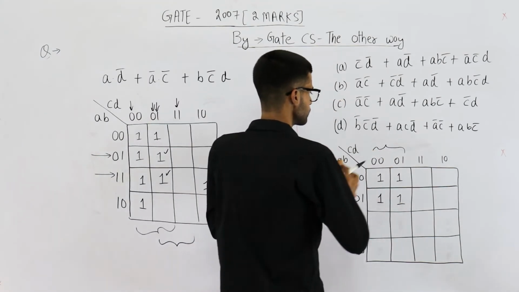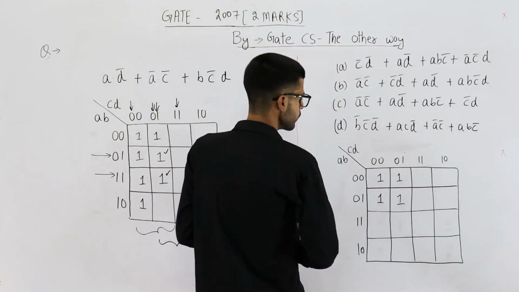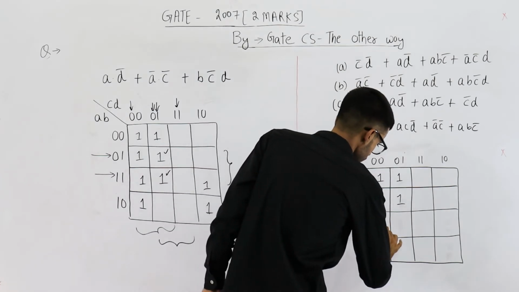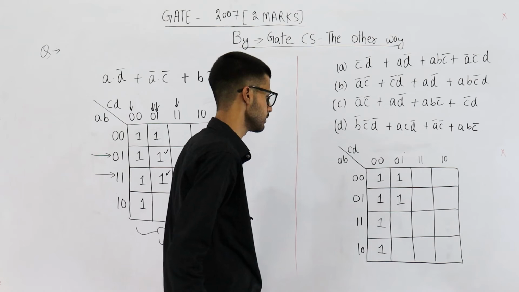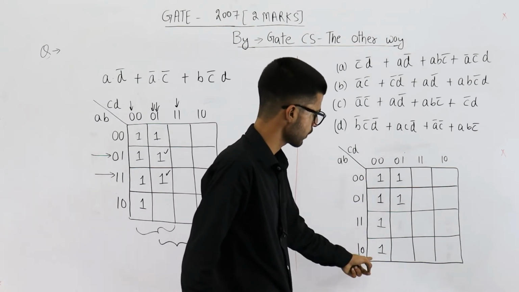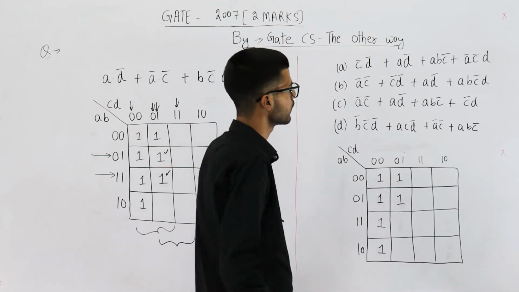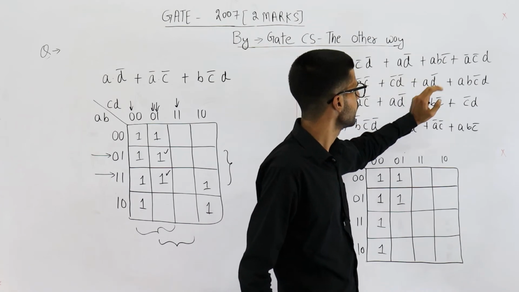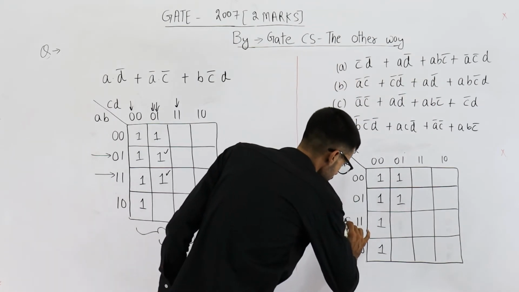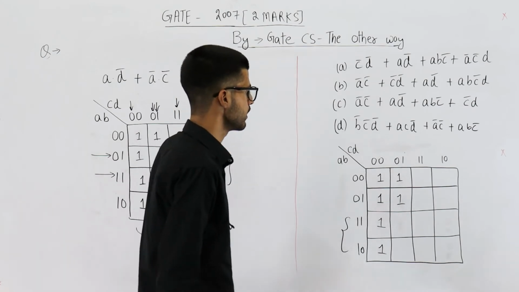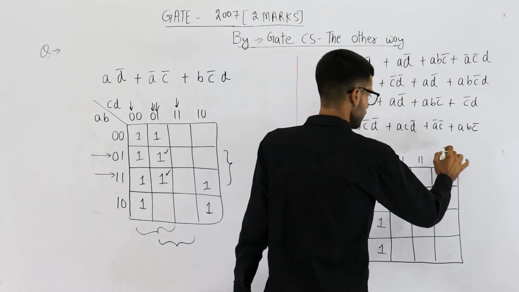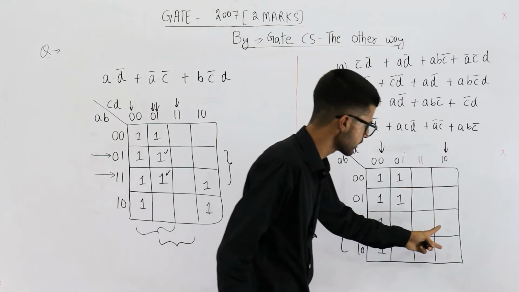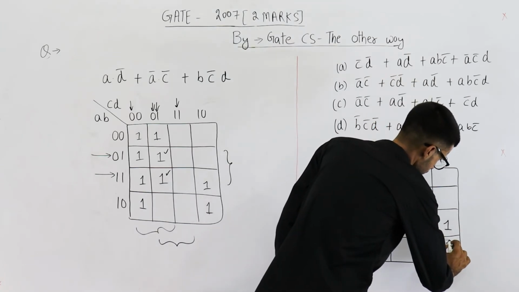You can see only these 4 columns are such that C and D are 0. So we'll just write a 1 in these 2 places. Actually, all of these 4 columns agree to the condition, but 2 have been already filled, so we need not fill them again. And the next term is A D bar. A is 1 for all of these. D is 0 for this entire column as well as this entire column. That means the intersection is these 2 as well as these 2. So just write a 1 here as well. Okay.